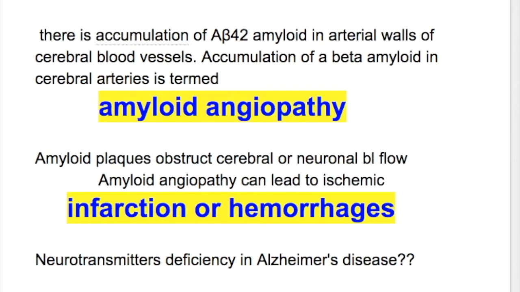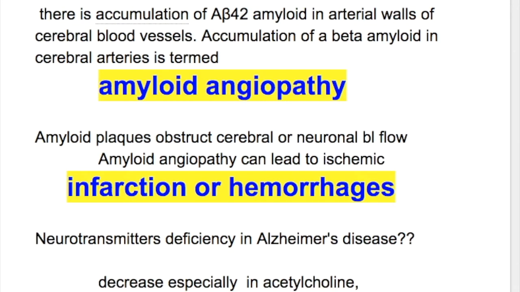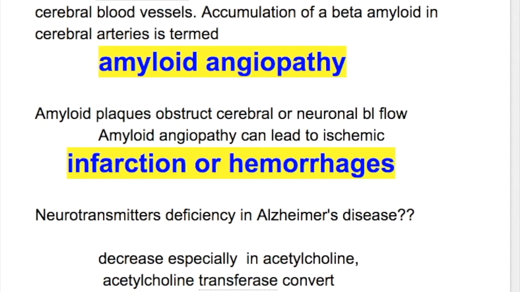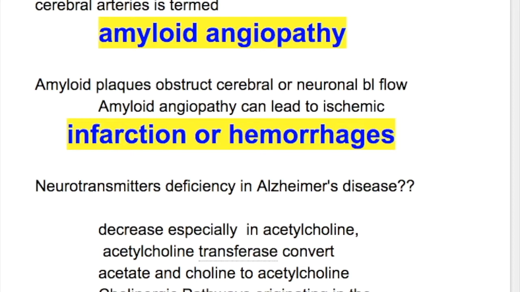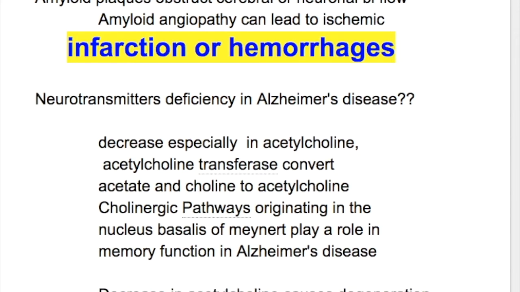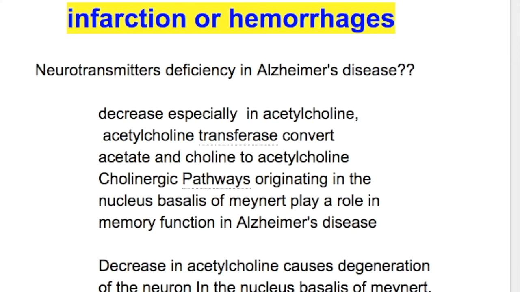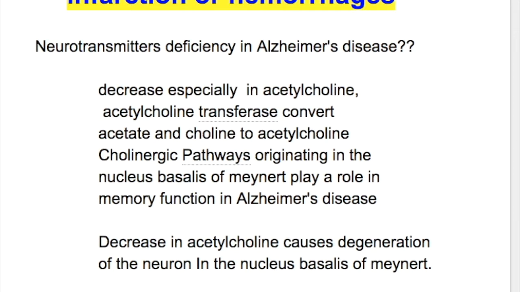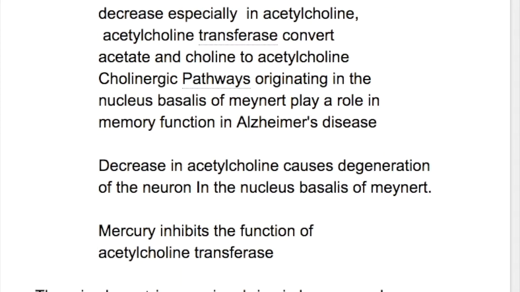Neurotransmitter deficiency in Alzheimer's disease. Which neurotransmitters are deficient in Alzheimer's disease? The neurotransmitter that decreases especially is acetylcholine. Choline acetyltransferase converts choline to acetylcholine. Cholinergic pathways originating in the nucleus basalis of Meynert play a role in memory function. Decrease in acetylcholine causes degeneration of neurons in the nucleus basalis of Meynert. And what's the role of mercury in Alzheimer's disease? Mercury inhibits the function of acetylcholine esterase, thereby reducing acetylcholine. There is also a decrease in norepinephrine in the locus coeruleus.